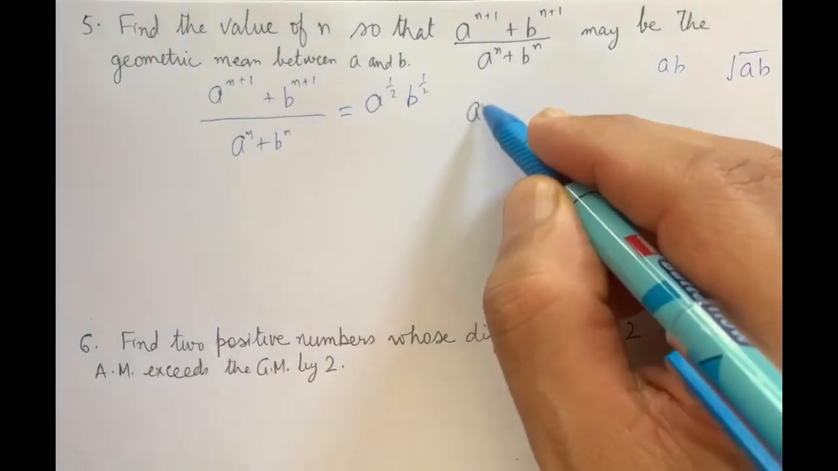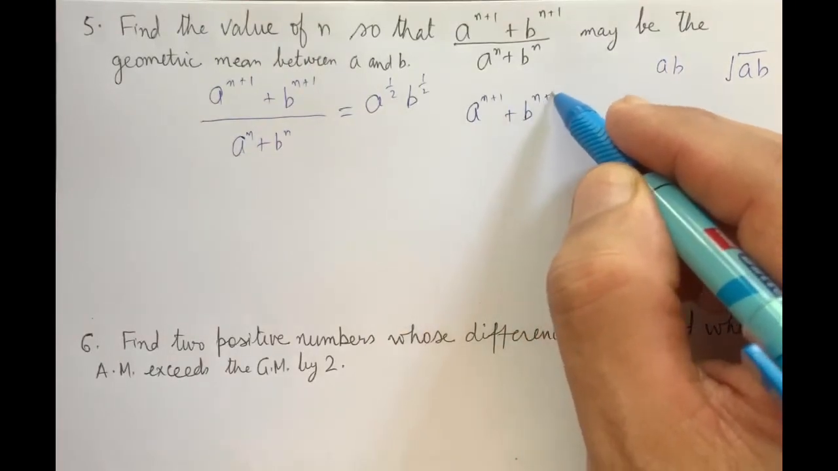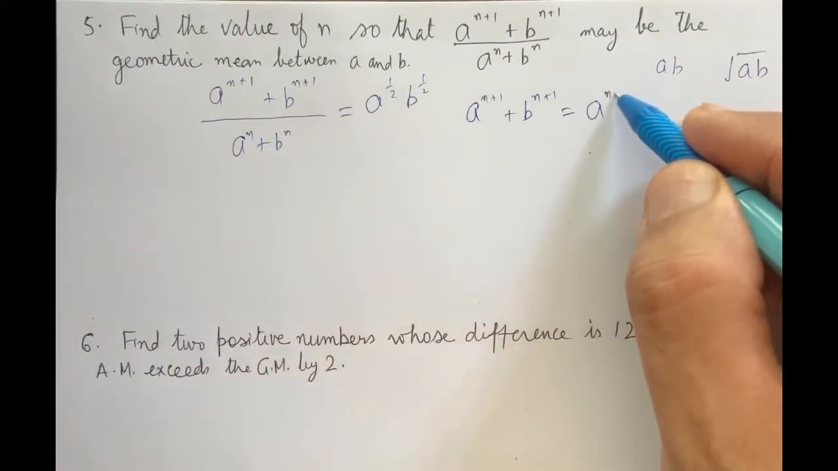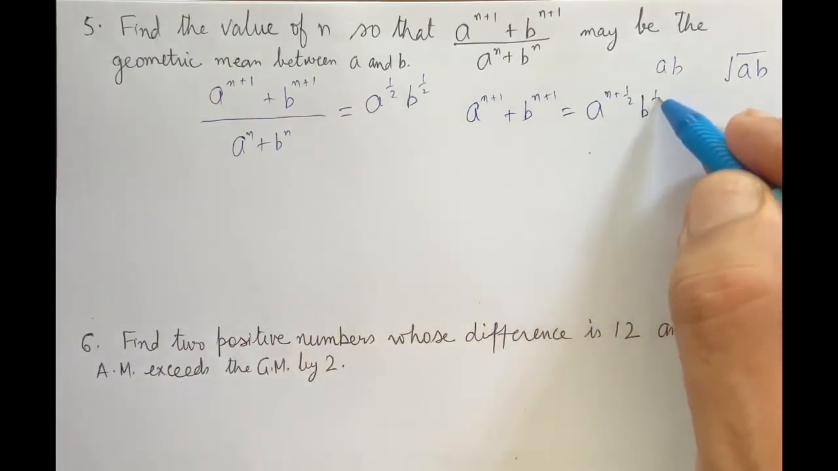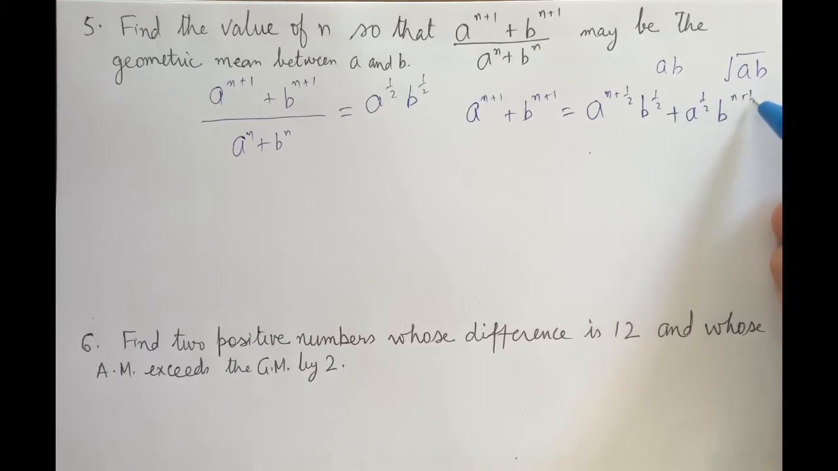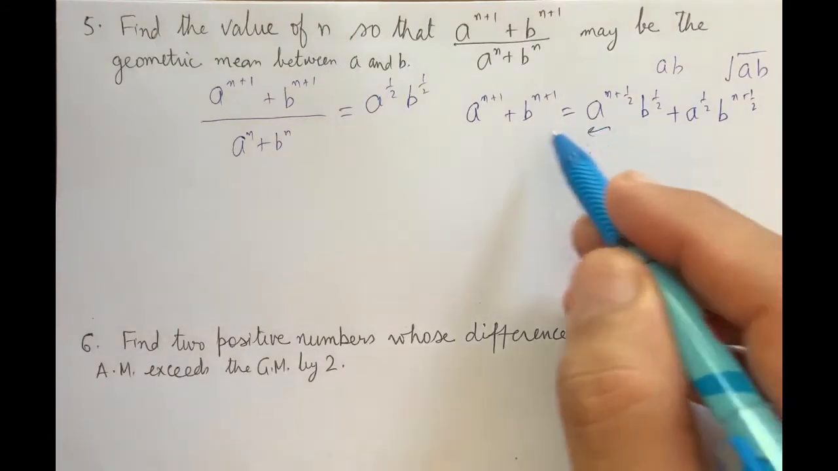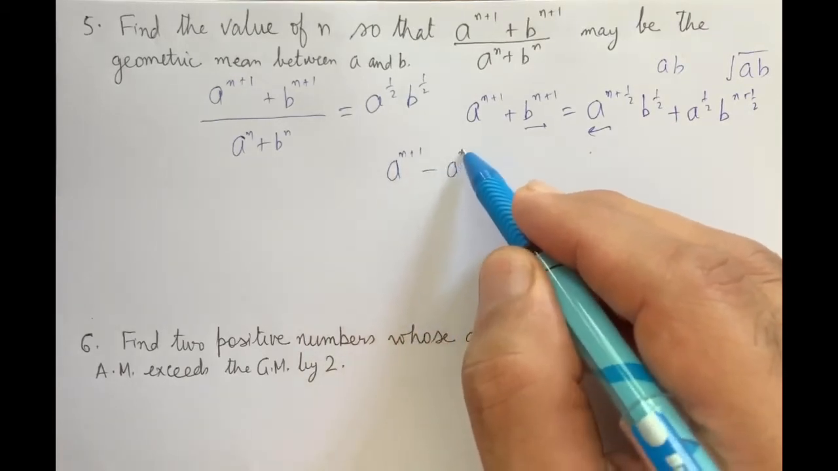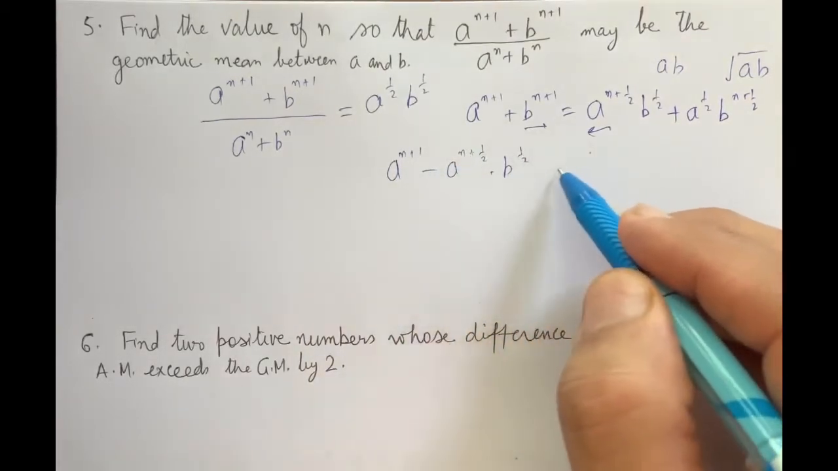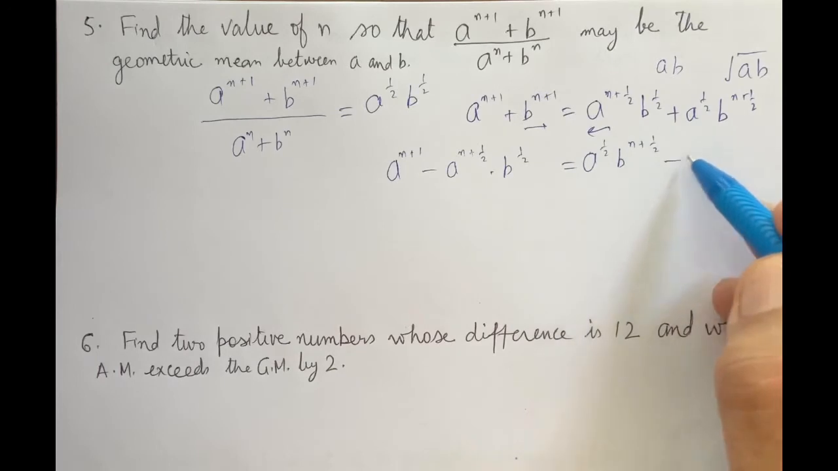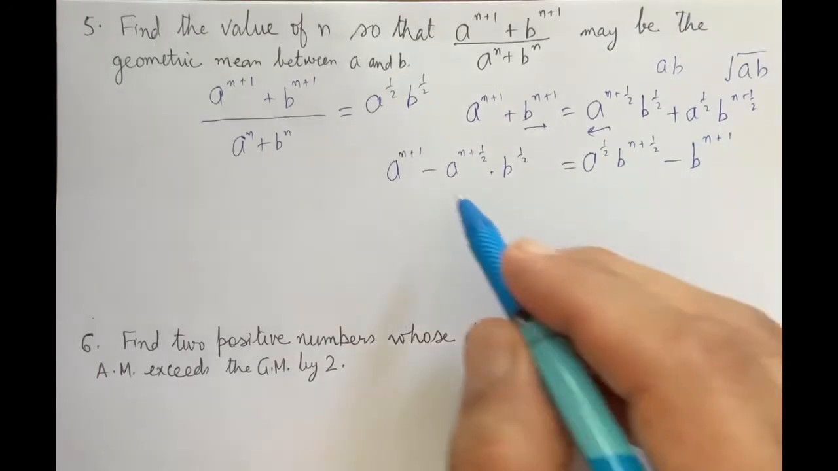Cross multiply: a raised to n plus 1 plus b raised to n plus 1. This is a raised to n into a raised to 1 by 2, that is a raised to n plus 1 by 2, into b raised to 1 by 2, and plus this is a raised to 1 by 2 b raised to n plus 1 by 2. Next we shift this term to the left hand side and we'll shift this to the right hand side. A raised to n plus 1 minus a raised to n plus 1 by 2 into b raised to 1 by 2 is equal to a raised to 1 by 2 b raised to n plus 1 by 2 minus b raised to n plus 1.